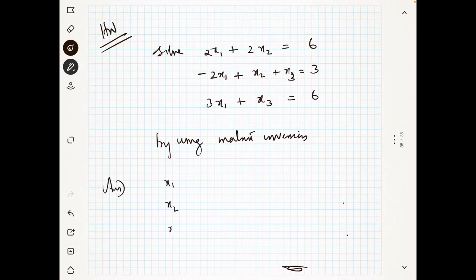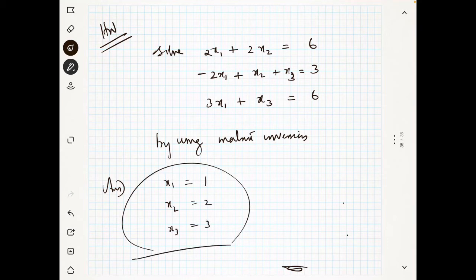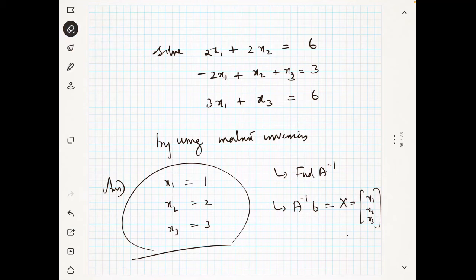And the answer for this is x1, x2, x3. x1 you will get 1, this is 2, this is 3. Check whether you are getting this answer. So how to solve this? Find A inverse, and this is the first step. Then find A inverse into B, that will give you x, which is equal to x1, x2 and x3. So solve. This is a homework for you. This is a practice problem, we can say. You can practice from your home.